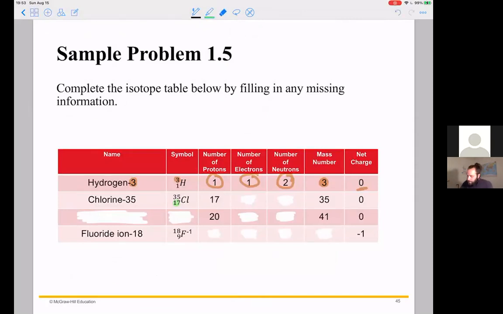Okay, since it has no charge, that means that I have an equal number of electrons. And then how am I going to figure out how many neutrons it has? I'm going to take my mass number, right? So mass number minus the number of protons equals the number of neutrons. So 35 minus 17, that brings me to 18 neutrons. Okay. I'll let you guys do the next one on your own.